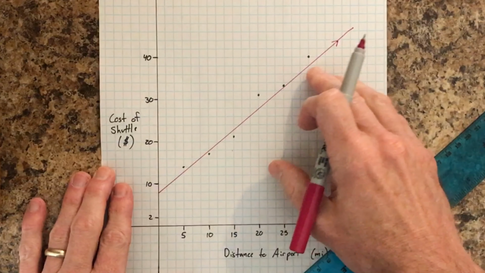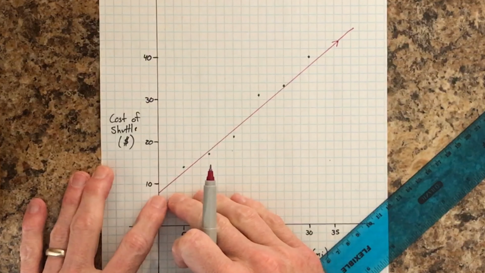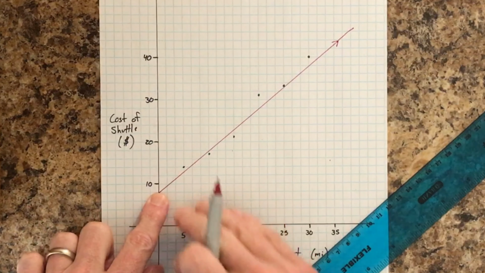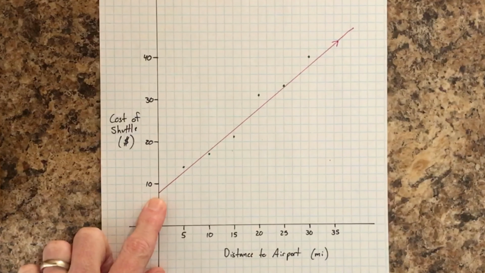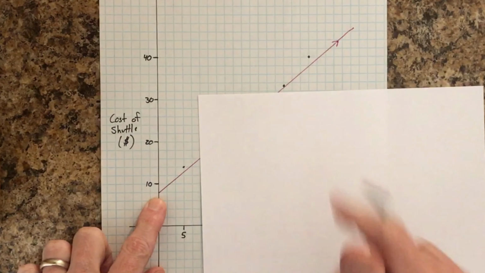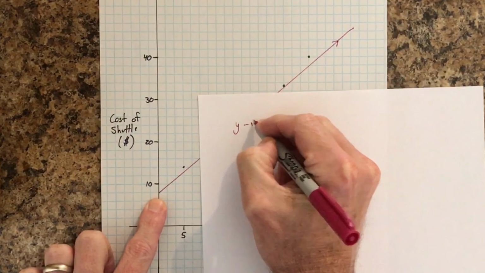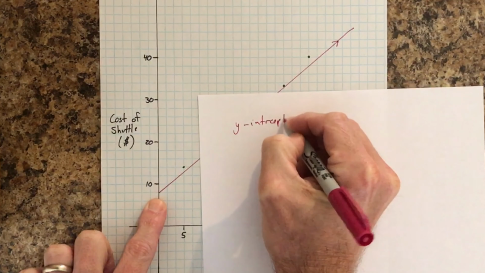Now, my choice for line of best fit was a good one because my y-intercept is easy to identify as (0, 8). So the first thing I will do is make note of the fact that my y-intercept is (0, 8).